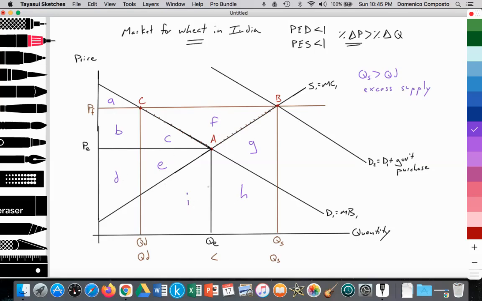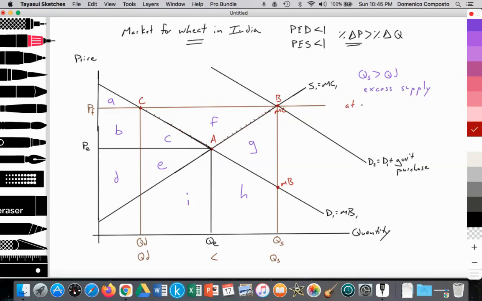Now notice that when the quantity supplied increases up to point B, we can highlight that at point B, the marginal cost is greater than the marginal benefit.